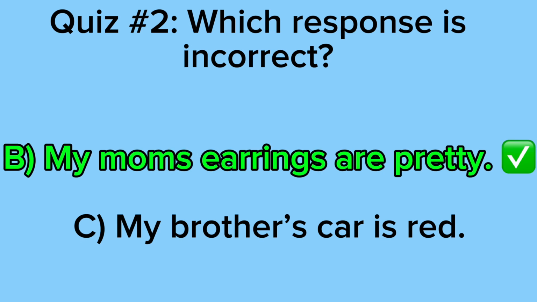And C is also written correctly because brother's is showing ownership. The car belongs to the brother. So the apostrophe is in between the R and the S in brother's. And this is correct.